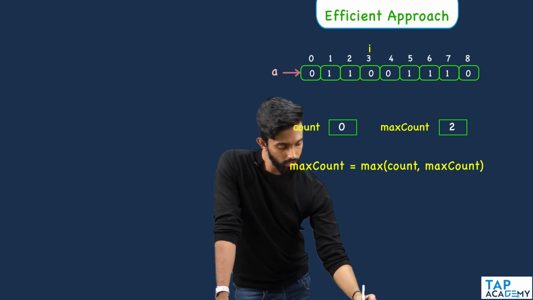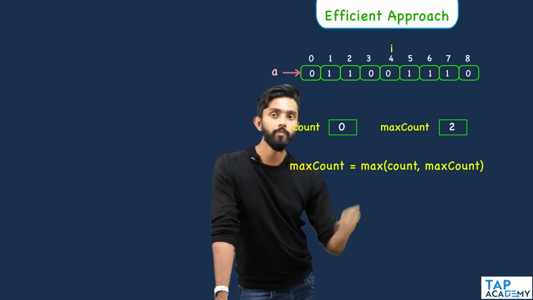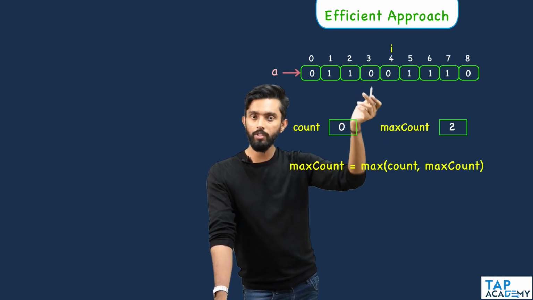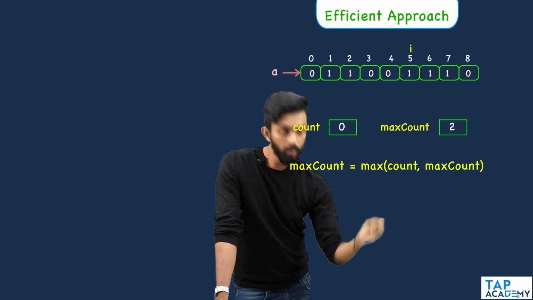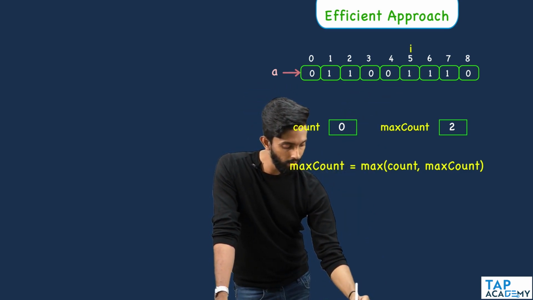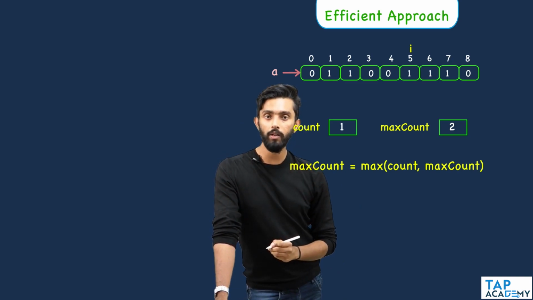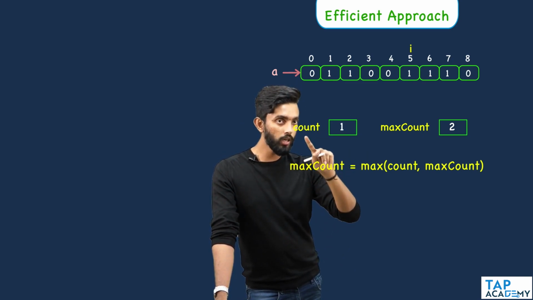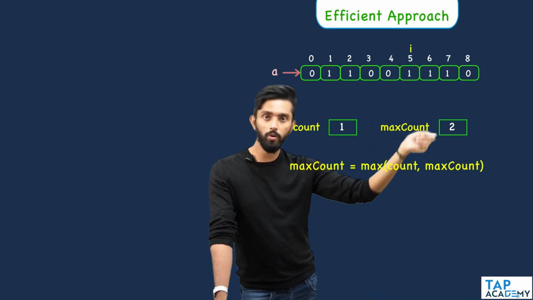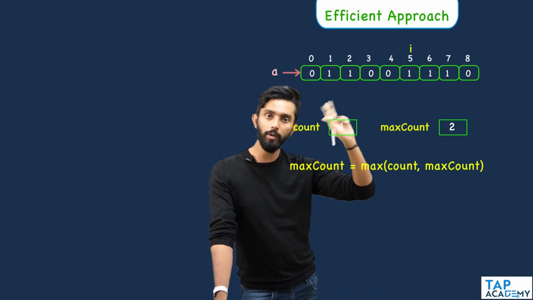Similarly, now I moves forward. Is it a 0? Yes. Yes means again I will make count as 0. It was anyway 0. I moves forward. Is I a 0? No. It is a 1. If it is a 1, immediately count is going to become incremented. The moment I increment count, I will check count and max count, which is greater. Which is greater? Max count. So, max count will stay the same. It will be 2 only.